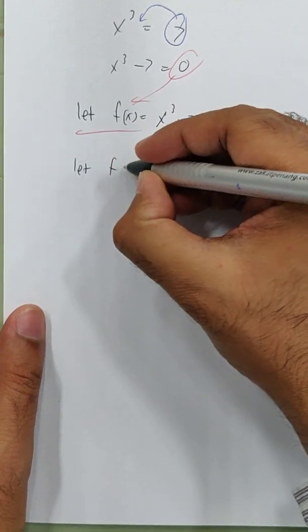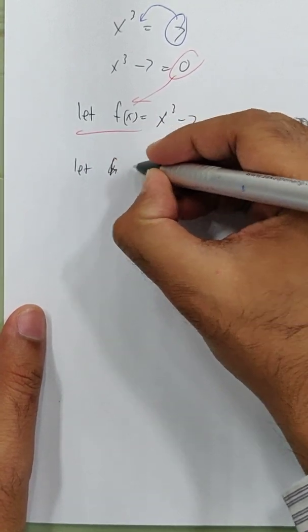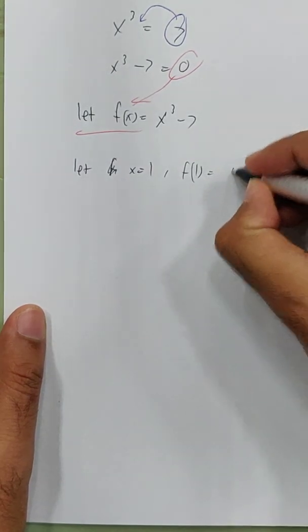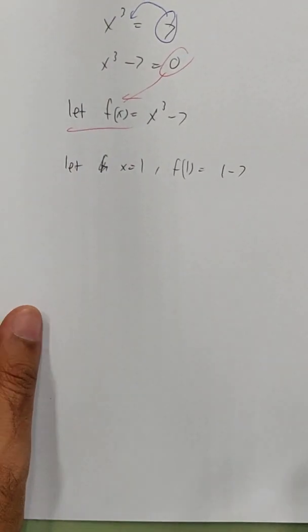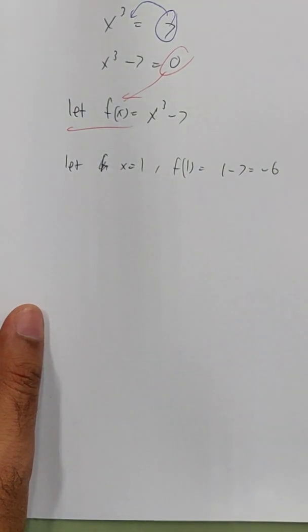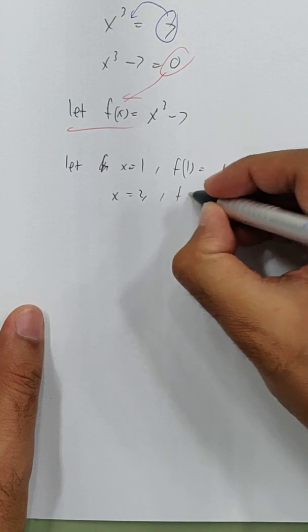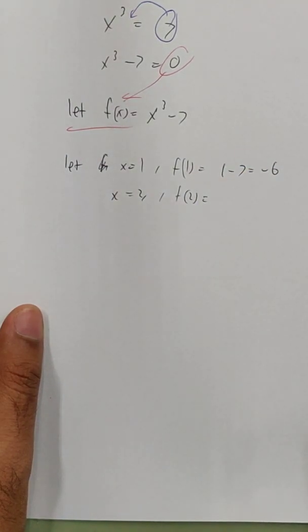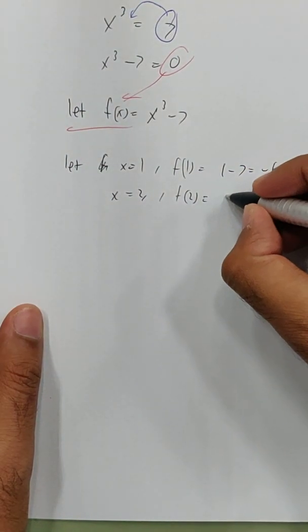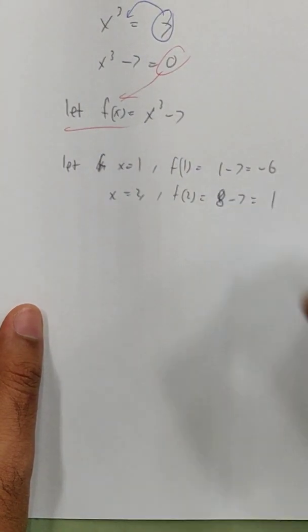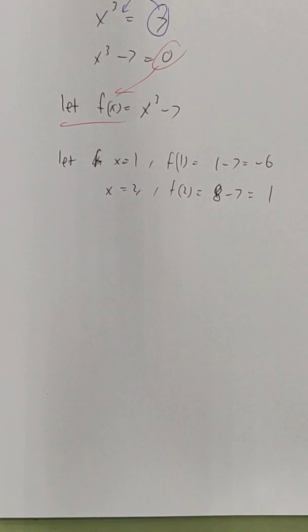Let f(1). You can try by 1. Let x equals 1. So f(1), 1 minus 7. What do you get? Minus 6. And then you try again. Let x equals to 2. f(2). So what do you get? 8 minus 7, 1. Aha. What should we do now?